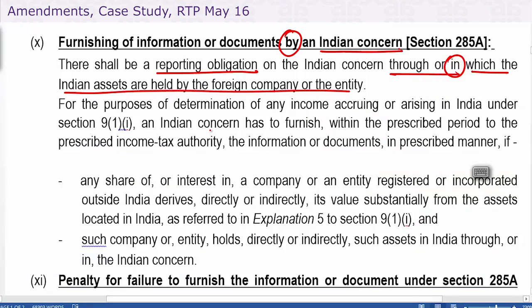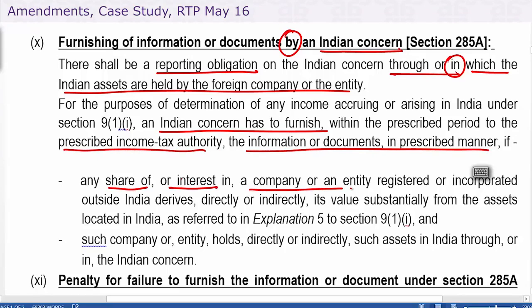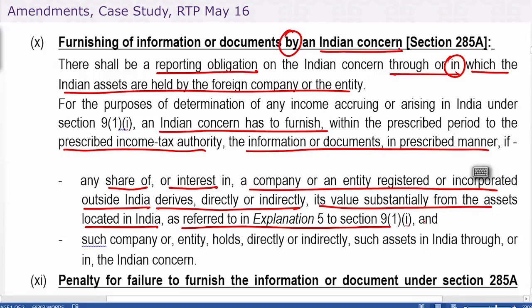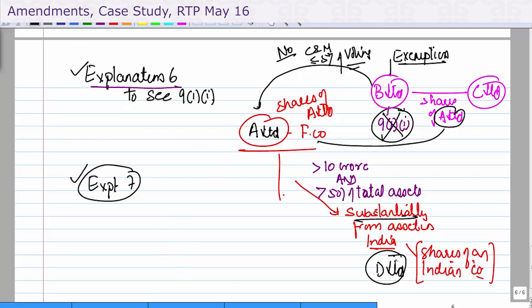For the purpose of determination of any income accruing or arising in India under 9(1)(i), an Indian concern has to furnish to the prescribed authority the information or documents in the prescribed manner if any share of or interest in a company or entity registered or incorporated outside India derives directly or indirectly its value substantially from assets located in India as referred to in Explanation 5, and such company or entity holds directly or indirectly such assets in India through the Indian concern. So in this case, this company will have to give certain requirements which will be prescribed.